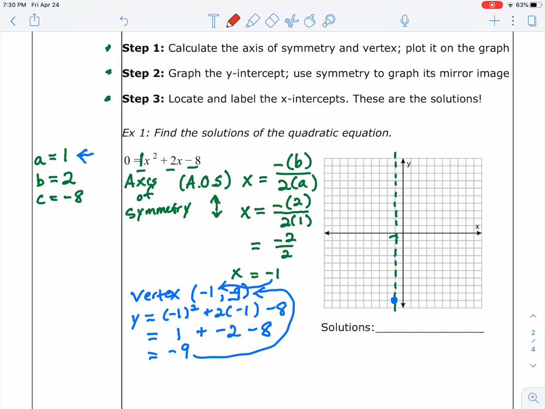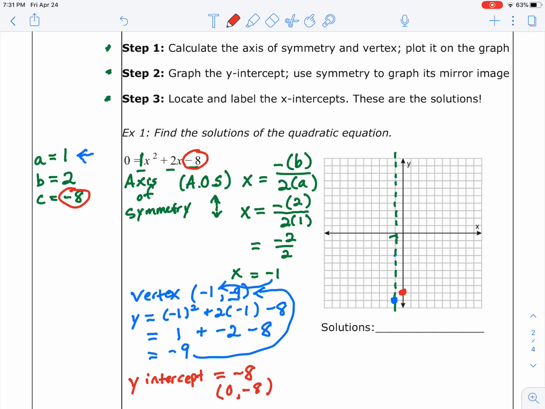Now, fortunately, the y-intercept might be the easiest thing to figure out because the y-intercept simply comes from the c value of our equation up here. So the -8, the c value, is the y-intercept. So remember, that's really saying that the coordinates of the y-intercept are 0, -8. Remember, a y-intercept point always has an x value of 0. So 0, -8 will be right here.